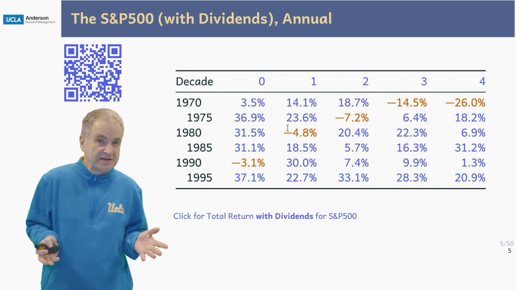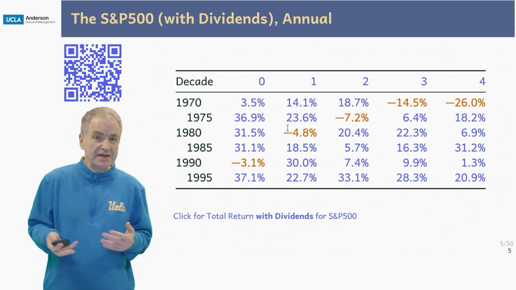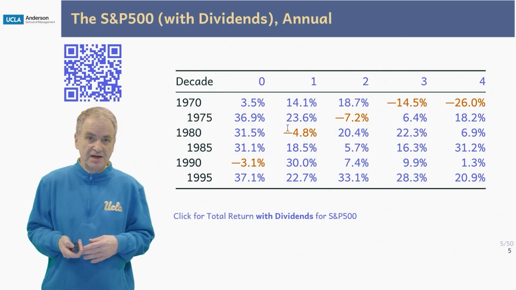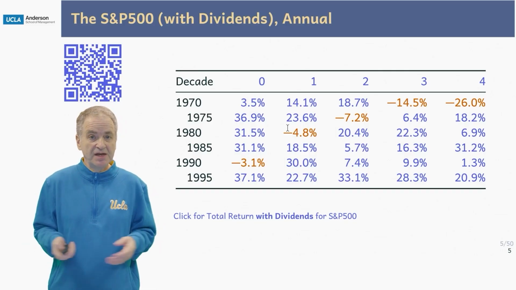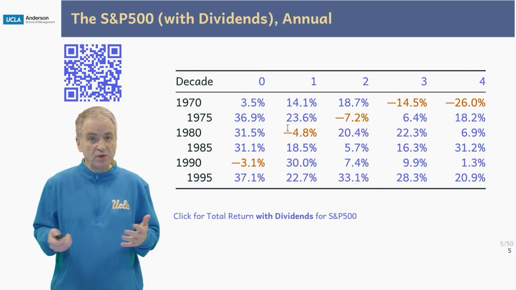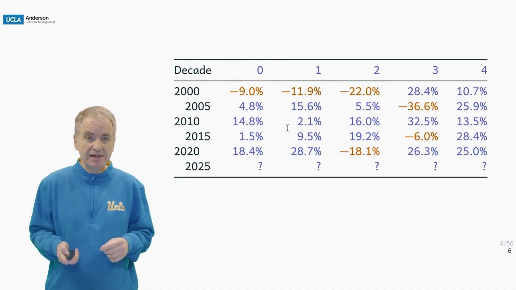In 1976, it was 23.6%. And you can already see that it's actually been quite a tremendous time period for stocks. I only see 5 negatives, and everything else has been quite positive. So it really was an amazing run for stocks since about the 1980s.